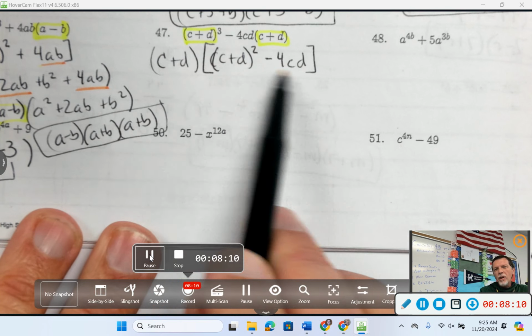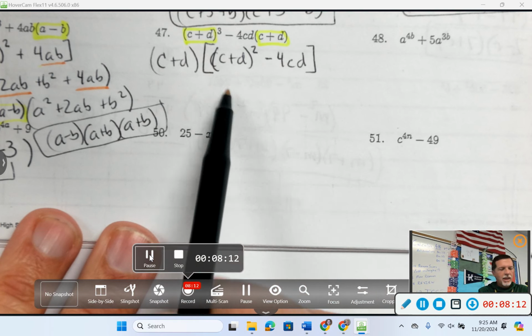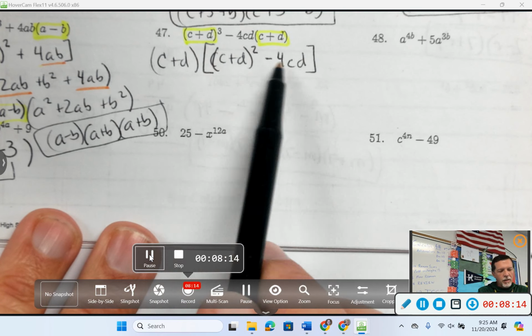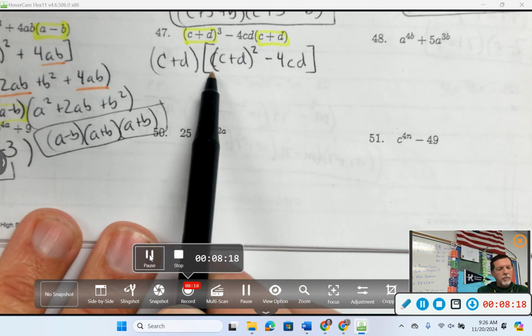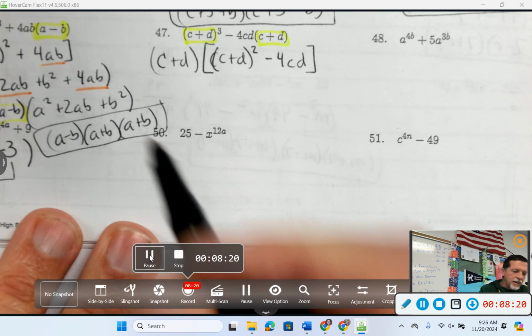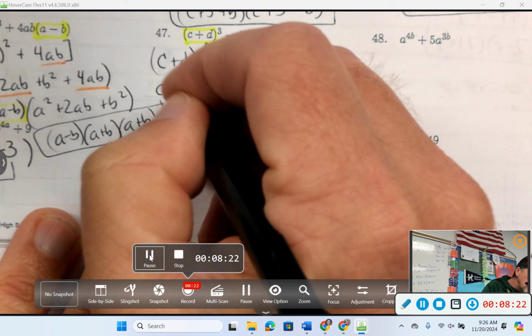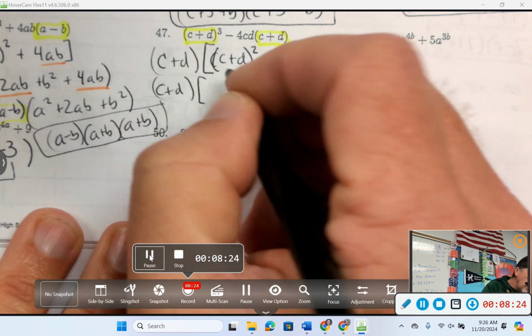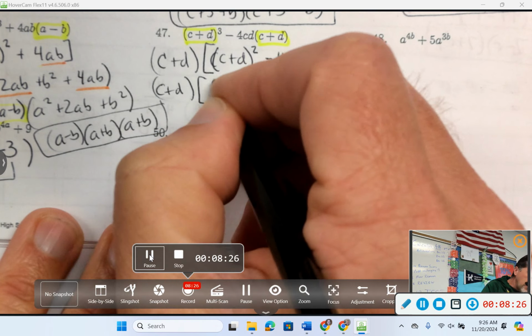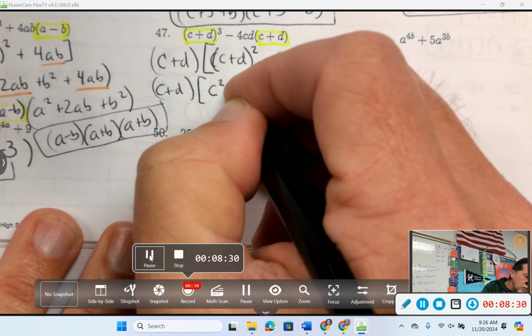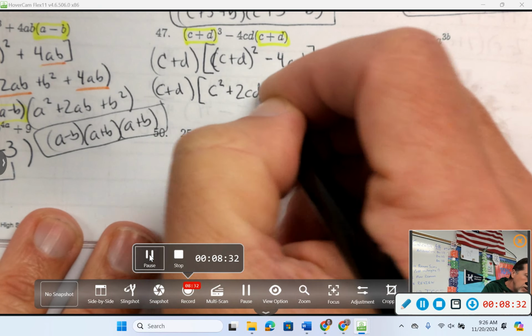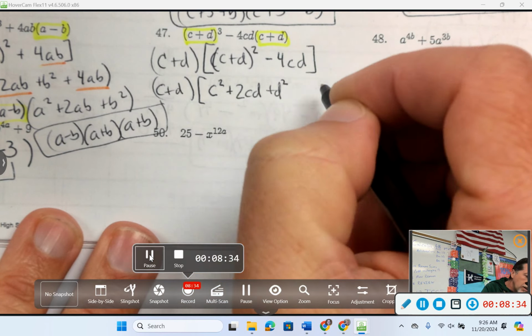Okay, it's maybe hard to know whether we should keep going, except I know if I FOIL this, I'm going to get a CD term. So I'm going to FOIL this out and combine and see what happens. Now it helps that I already know what I get when I FOIL that, so I'm not going to come out to the side and write it all out. I know it's going to be C squared plus 2CD plus D squared.